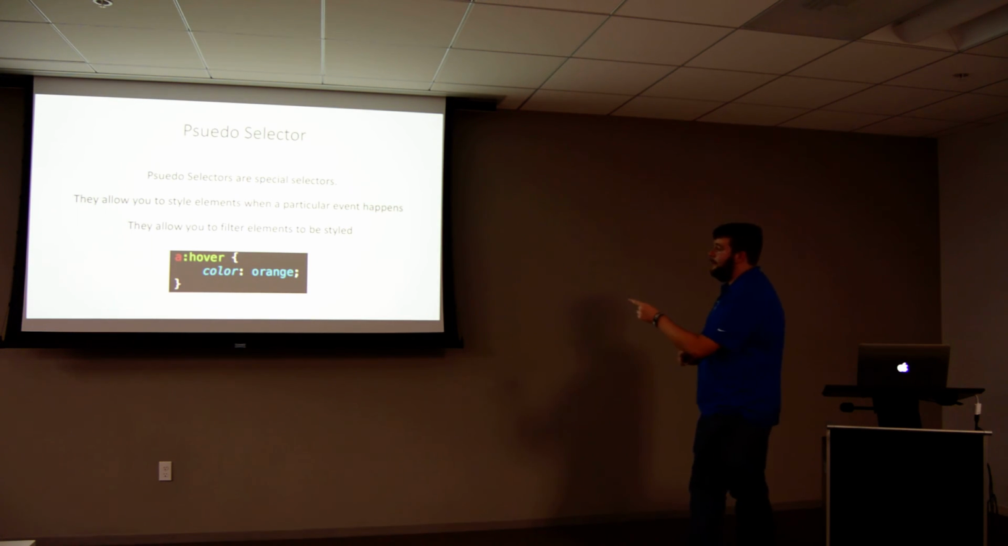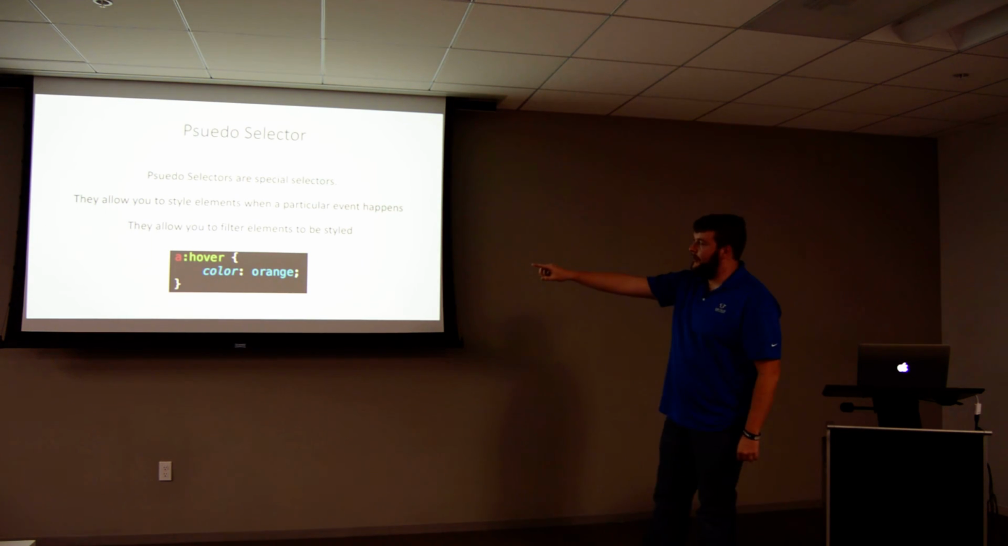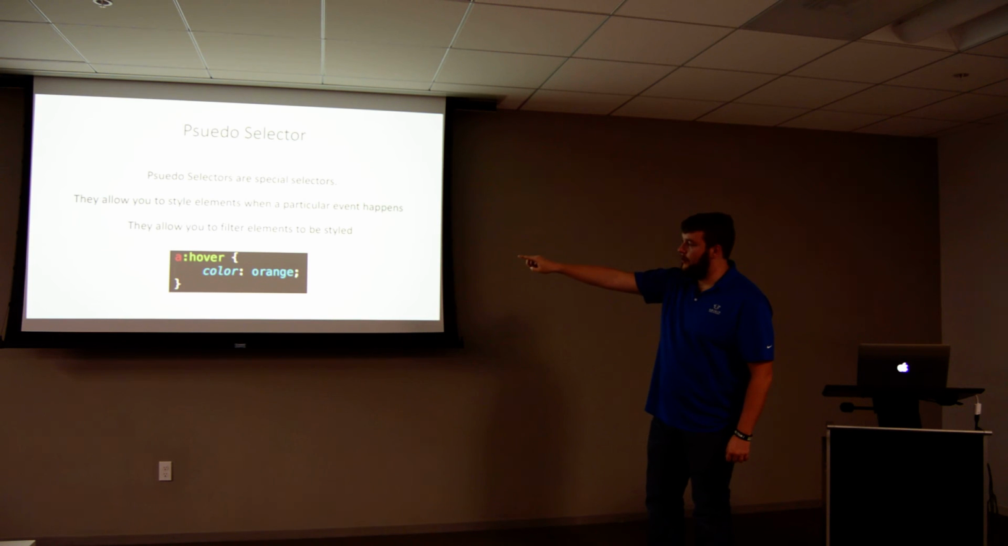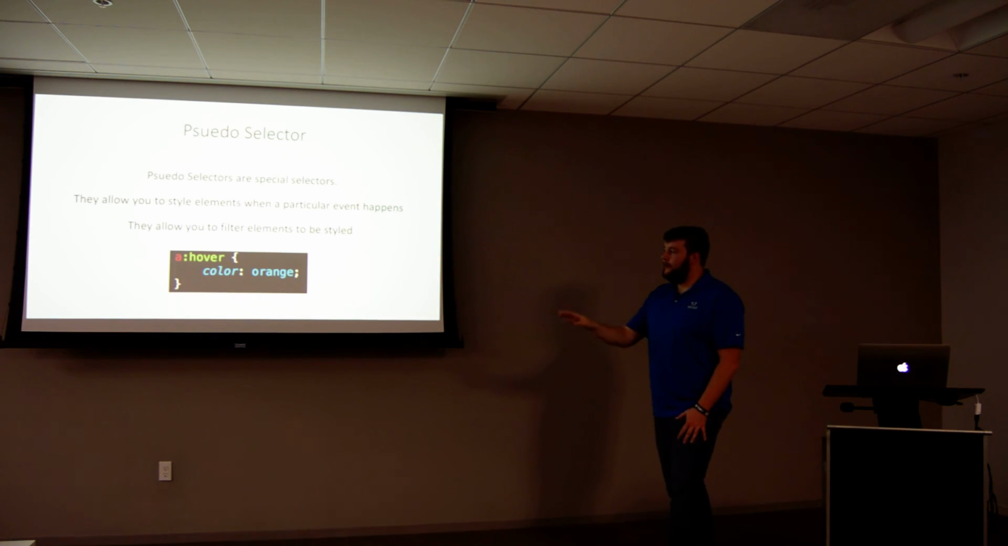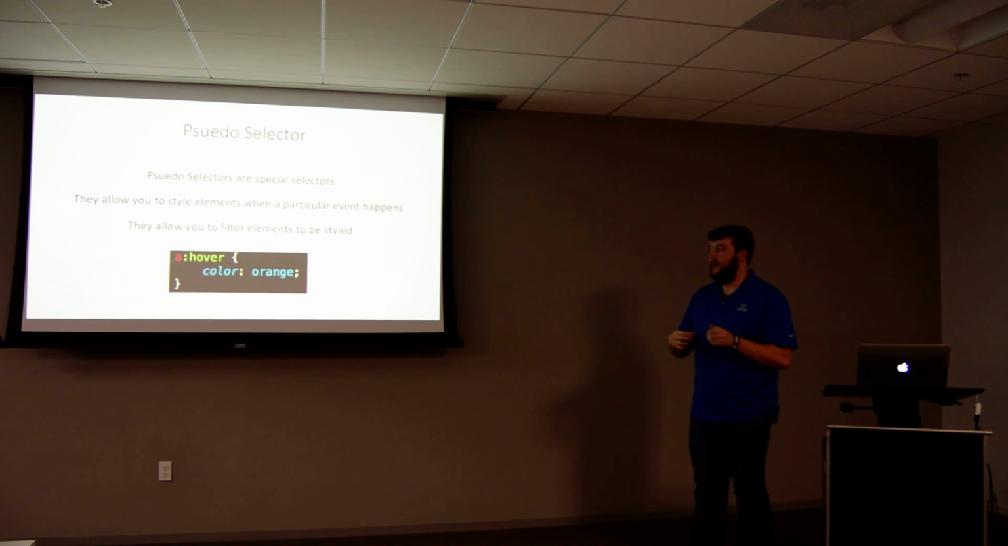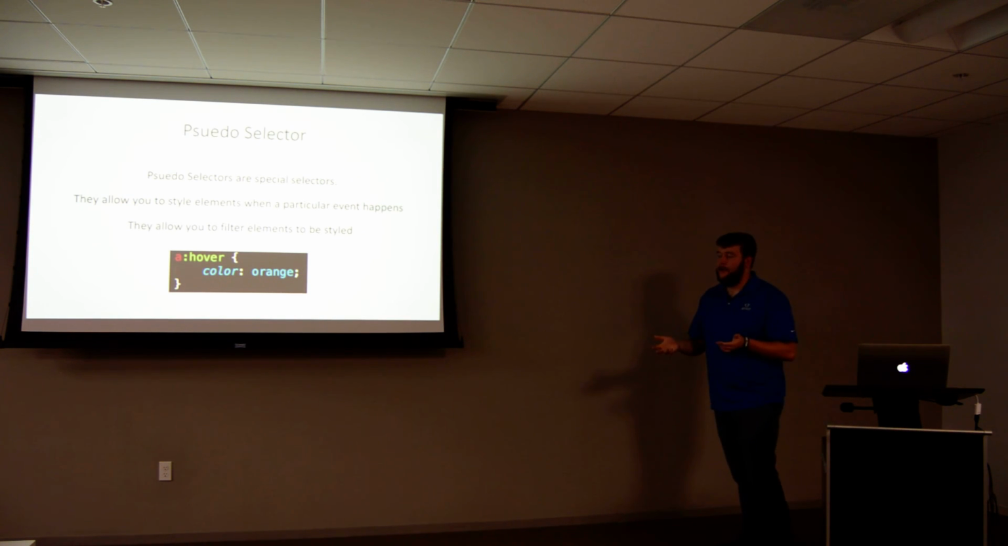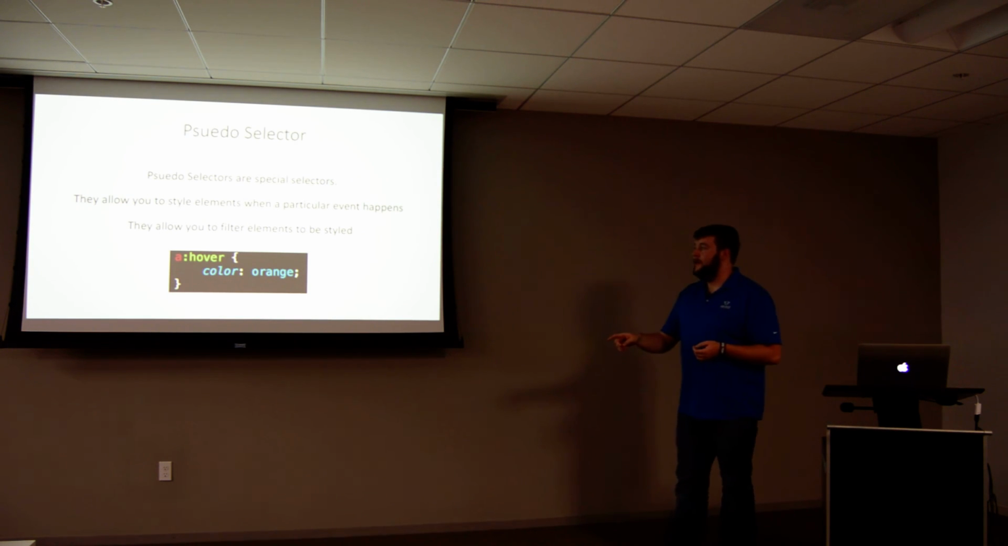What I can say is, I have my element selector, but I'm adding on :hover. And what that's saying is, when the user hovers over my anchor tag, I want to color it orange. So it will start out as whatever color it is originally, maybe it's blue underlined, but as soon as I hover over that, it's going to turn orange.